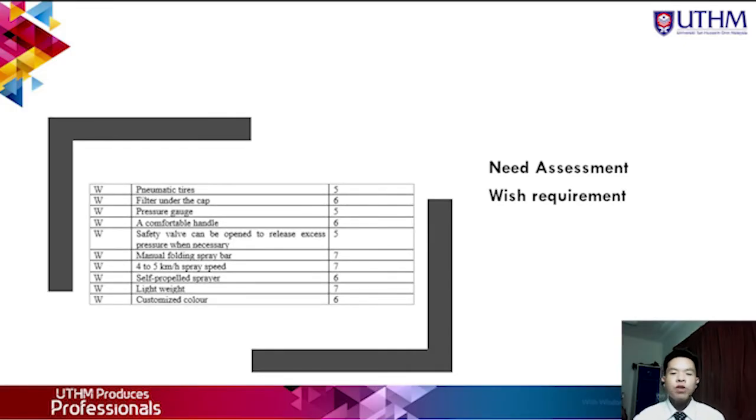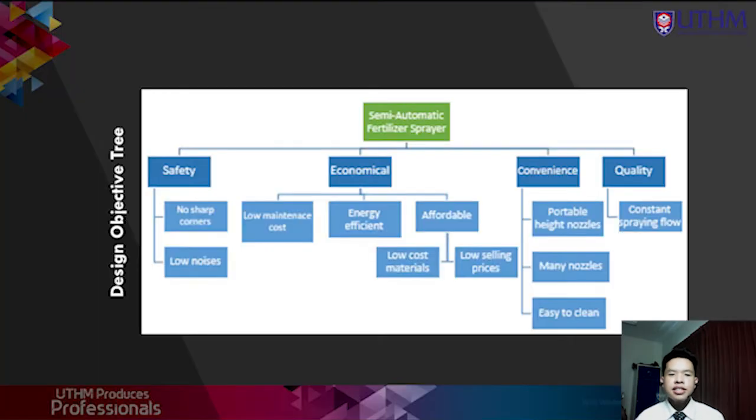So this is a figure for wish requirements. For wish requirements, we got 10 wishes for our project, and they are pneumatic tires, pressure gauge, filter under the caps, and others. This is design objective 3.